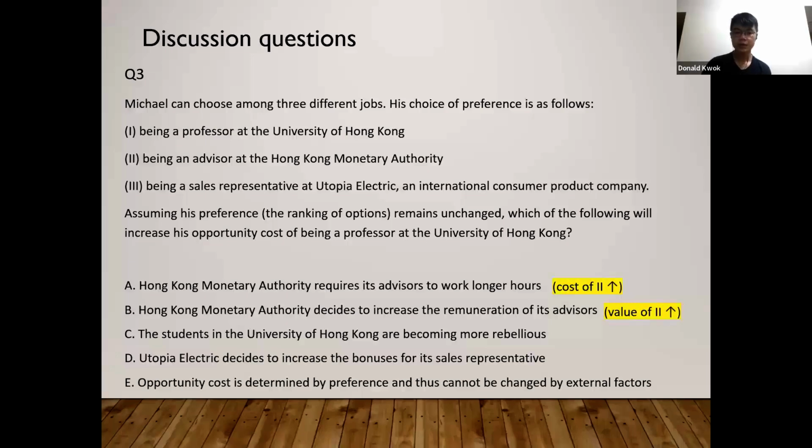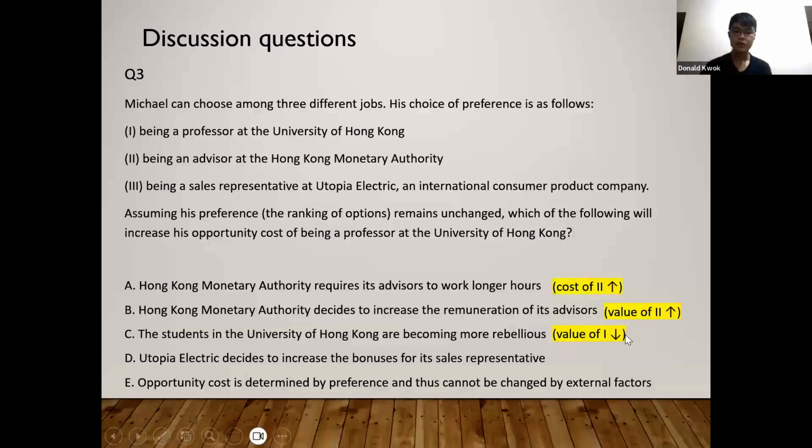So C, students in HKU are becoming more rebellious. So this is actually affecting the value of option 1. So why? If students are becoming more rebellious, then you as a professor at HKU would be having less satisfaction in your teaching job. So your value of option 1 would decrease.